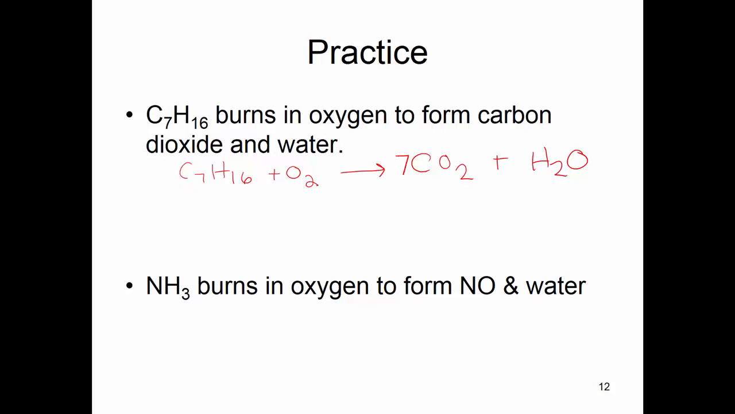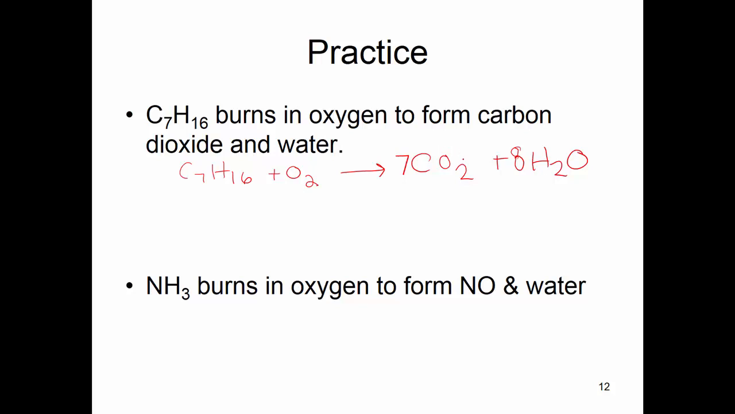Okay, our rule is balance everything except for hydrogen and oxygen, then balance hydrogen. So we have 16 hydrogens, so we're going to need an 8 here. So 7 carbons, now we have 16 hydrogens on both sides, so 8 times 2 there.